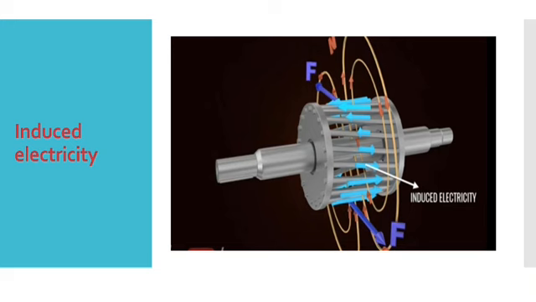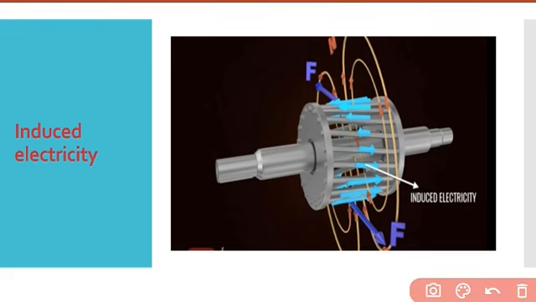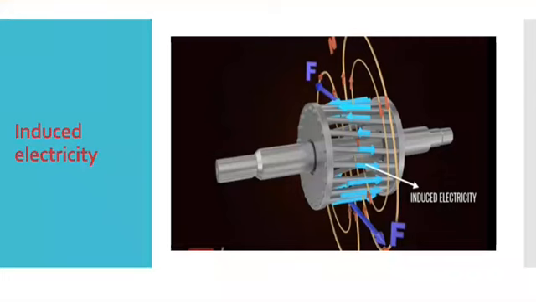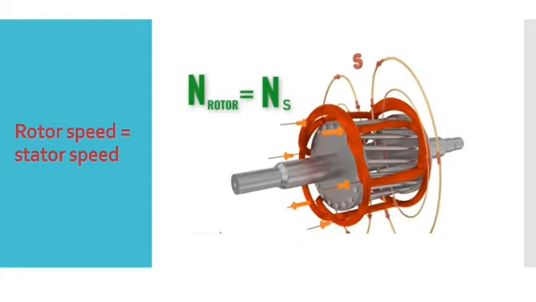You can see these are the forces that force the rotor to move in the direction of the magnetic field. So now you are able to understand why the rotor rotates due to the generated magnetic field. Now we consider a case where the rotor speed is the same as the synchronous speed. Here you can see the rotor speed is the same as the synchronous speed.